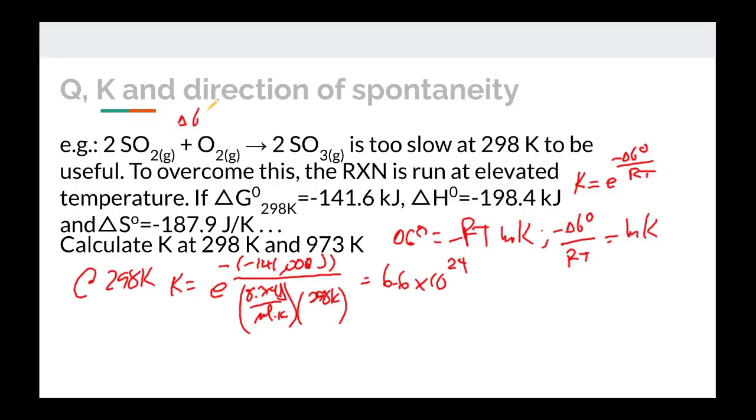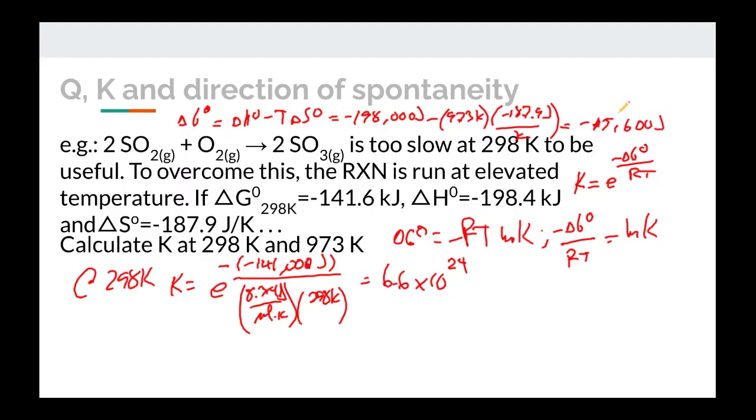However, we do know that delta G naught is equal to delta H naught minus T delta S naught at other temperatures. And so in this case, that's negative 198,000 joules minus our temperature of 973 kelvins times negative 187.9 joules per Kelvin. And that gives us a delta G naught at this temperature of negative 15,600 joules.